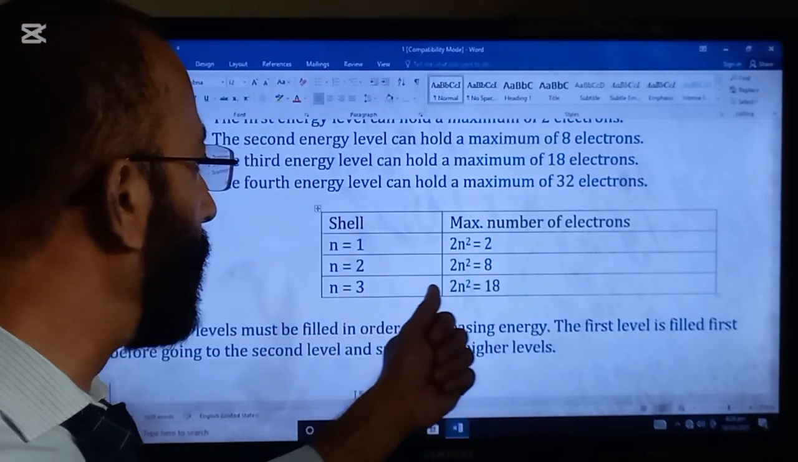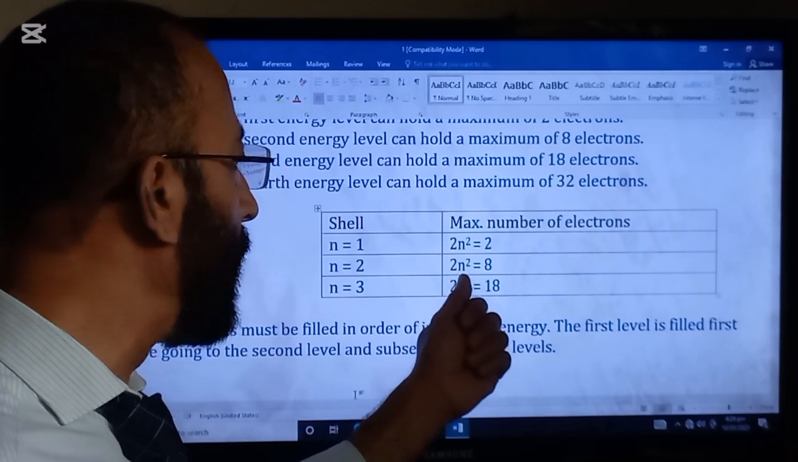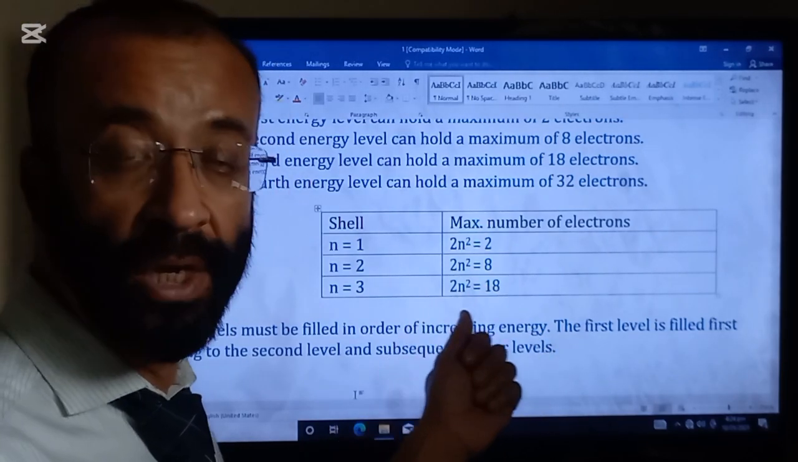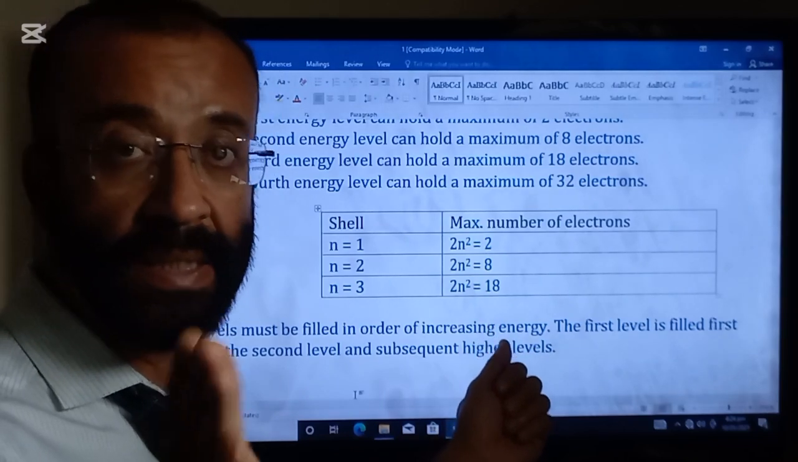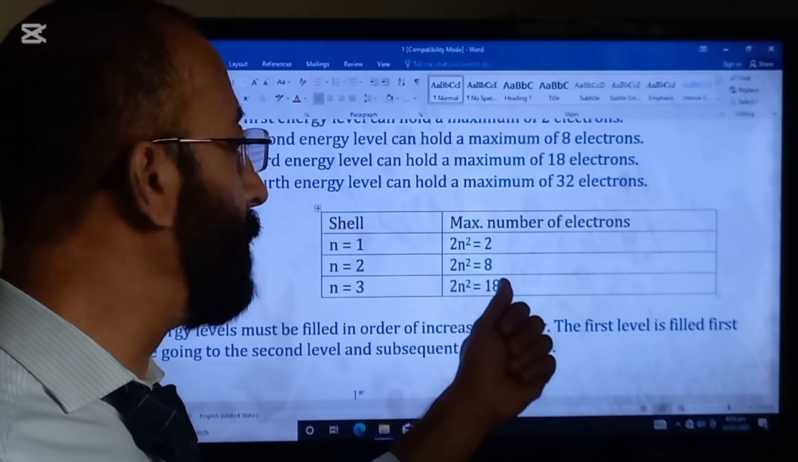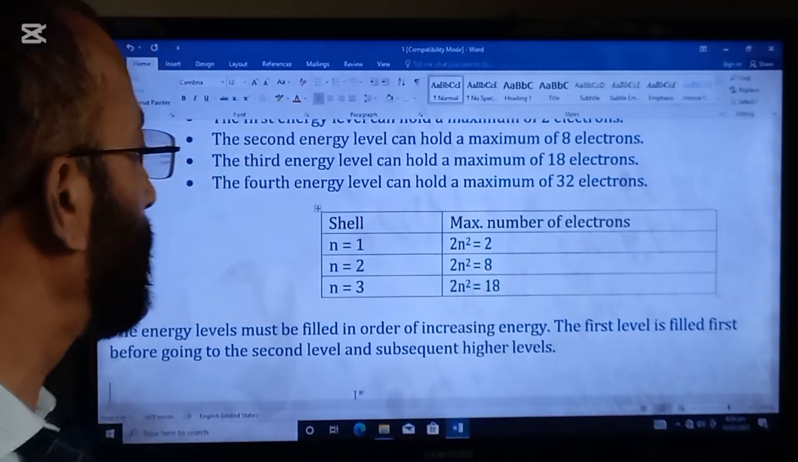In the second shell, 2 into 2 squared, because 2 will be placed in place of n, because we are going to find the number of electrons in the second shell. So 2 into 2 squared will be equal to 8.